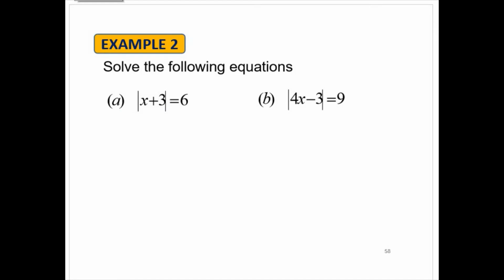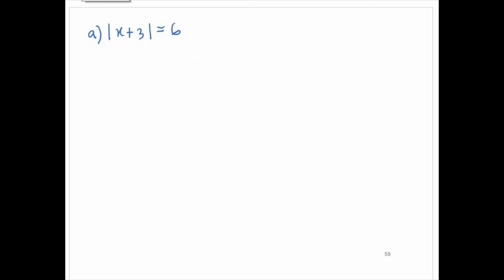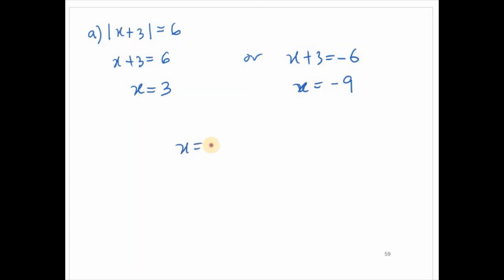Example 2. Solve the following equations. A: modulus x plus 3 equals 6. B: modulus 4x minus 3 equals 9. Let's solve A. For A, we have modulus x plus 3 equals 6. First, we must separate this into 2: the first one is x plus 3 equals 6, or x plus 3 equals negative 6. And then we settle this. So 6 minus 3 equals 3, and this one is x equals negative 6 minus 3, which is negative 9. So our answer is x equals 3 and x equals negative 9.